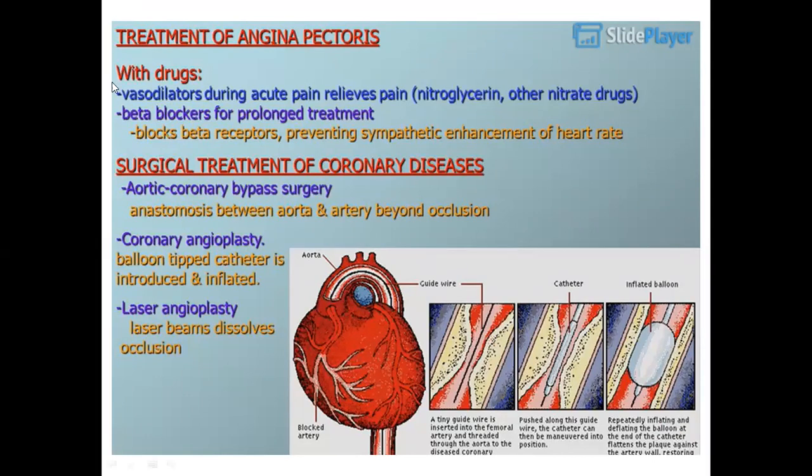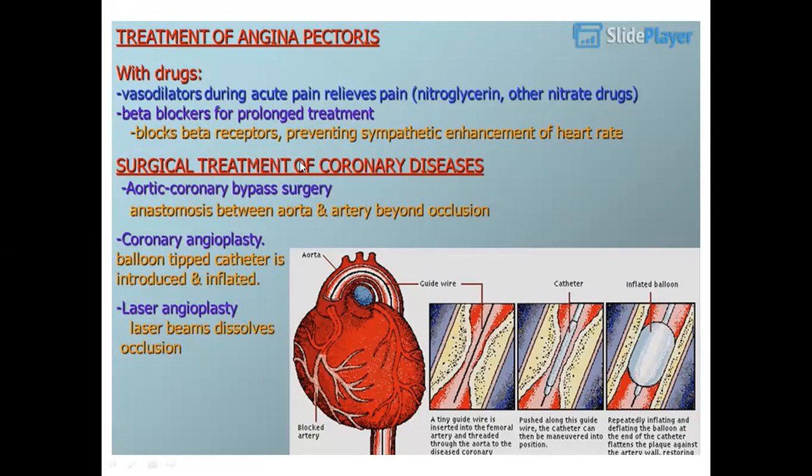Other drugs that you use to treat angina pectoris, and myocardial infarction of course, are beta blockers. In pharmacology, you will learn about beta blockers. They block the B1 receptors of the heart, preventing sympathetic enhancement of the heart rate. So they try to reduce the workload of the heart since enough blood is not getting there.